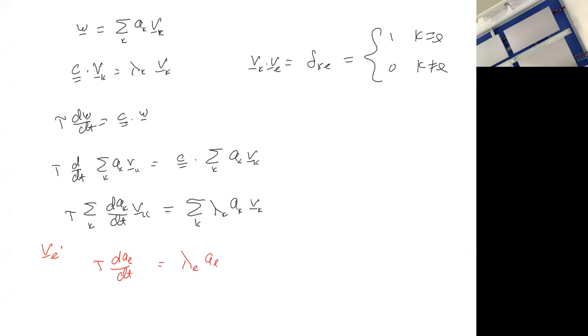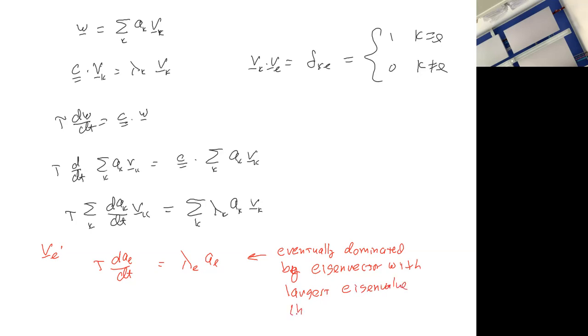So what this says is the eigenvector with the largest eigenvalue gets bigger and bigger fastest, and the weights are eventually dominated by the eigenvector with the largest eigenvalue. And that's a function of the data. So the data really tells you the eigenvalue structure.